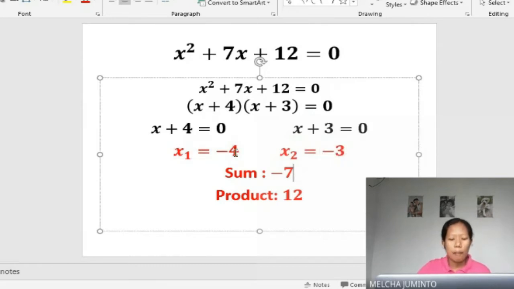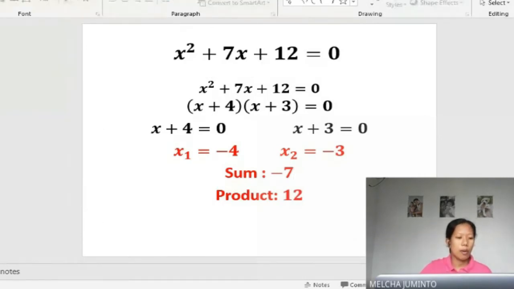Once we find the roots, if we add the two roots, negative 4 and negative 3, the result is negative 7. The product is positive 12 because we multiply negative 4 and negative 3. So the sum is negative 7, the product is positive 12. Now, if we want to use a method that is not solving the equation and then adding or multiplying the roots, we just need to apply a certain formula.